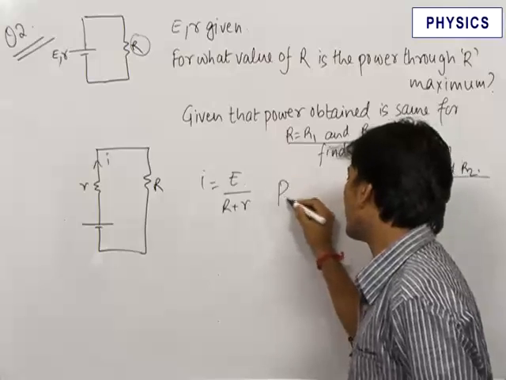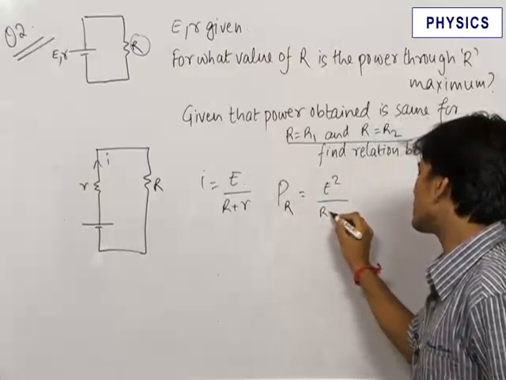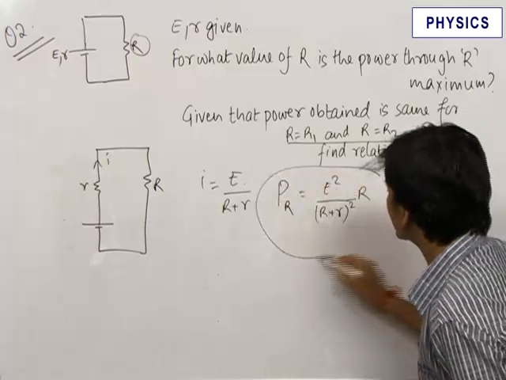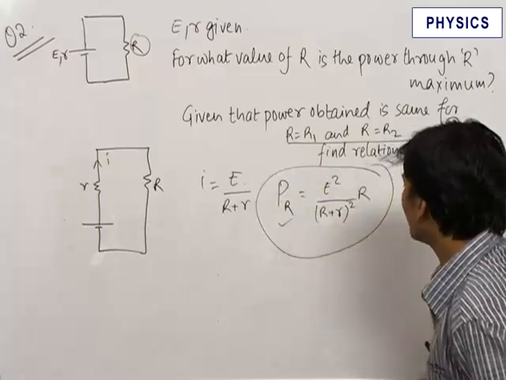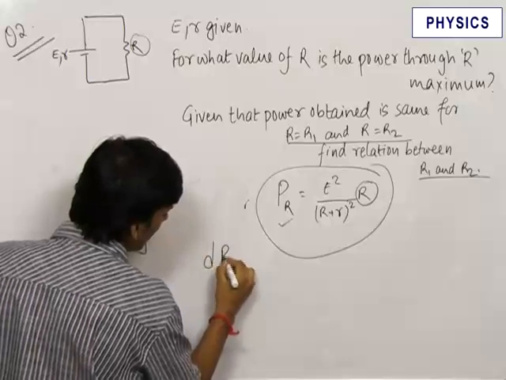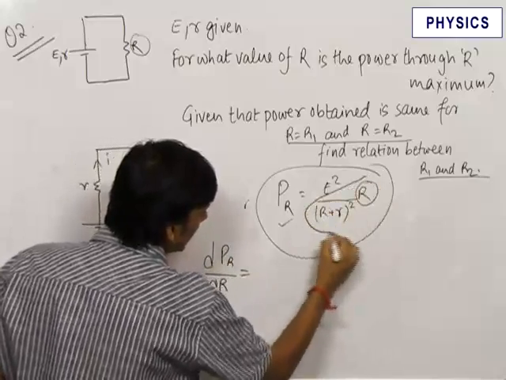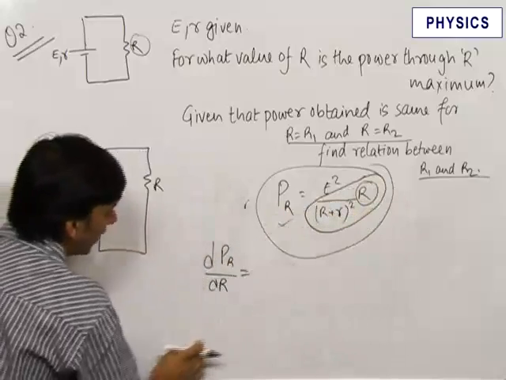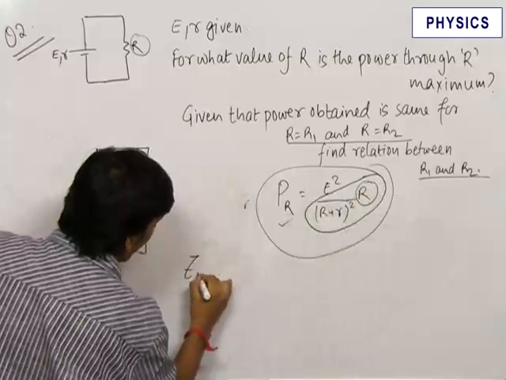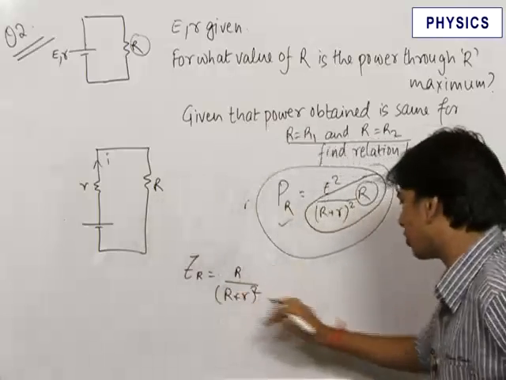Now the power through R, let me write it as PR. This will be equal to I square R, that is equal to E square upon R plus r whole square into R. Now we need to maximize this. We need to find out the maximum value of PR with R changing. So we differentiate this with respect to R. We can just take this term and maximize this term to get the maximum value of PR. Let me write it as ZR is equal to R upon R plus r whole square. If we maximize this, our job is done.